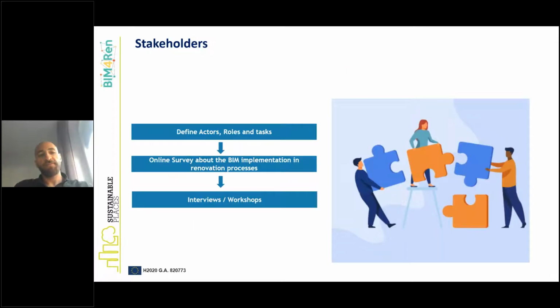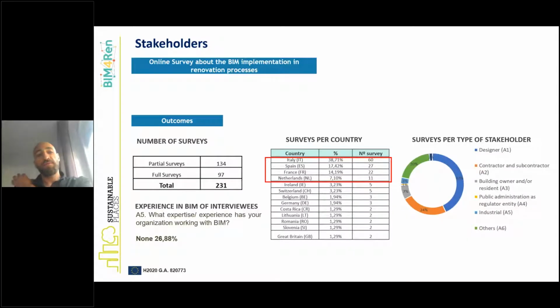So the process, starting from the stakeholders, we defined who we need to collect data from, and we did online surveys, interviews and workshops. The outcomes of the survey were really helpful and interesting. We ran the survey for a couple of months, and we have a total of 230 results, and around 60% of the participants have no experience with BIM, and this is a big number. The stakeholders were among designers, public administrators, industrial or product providers, and they came from many countries.